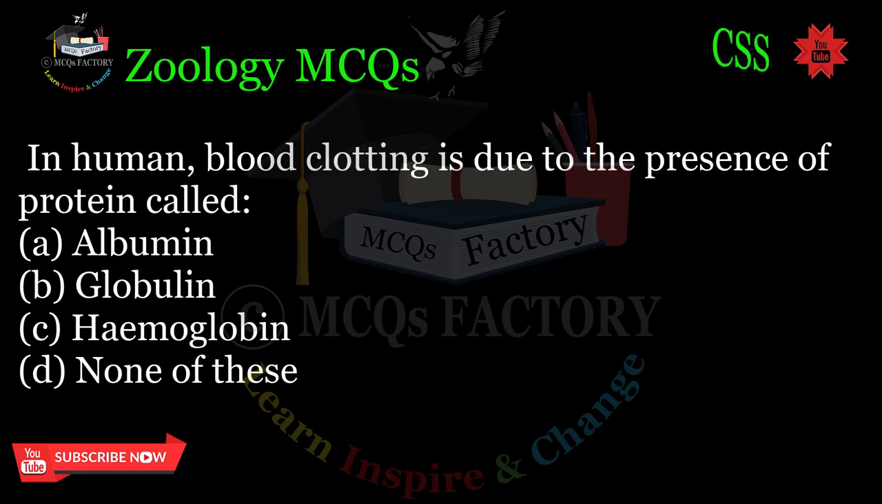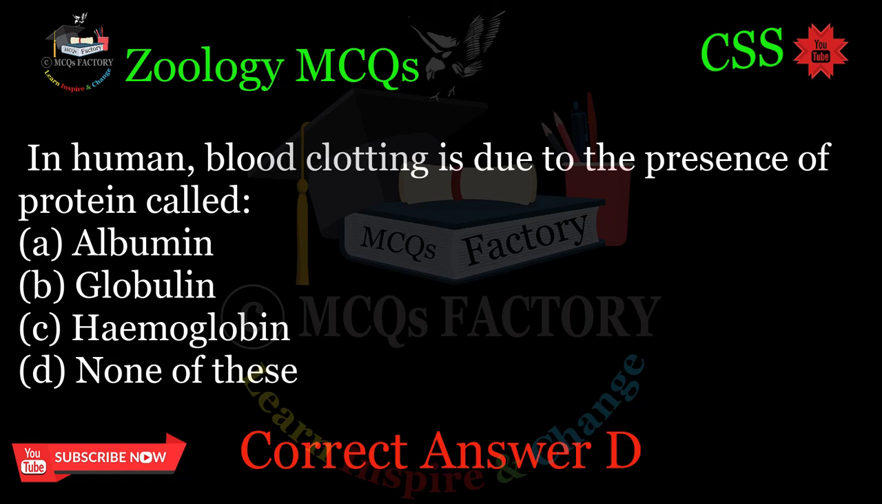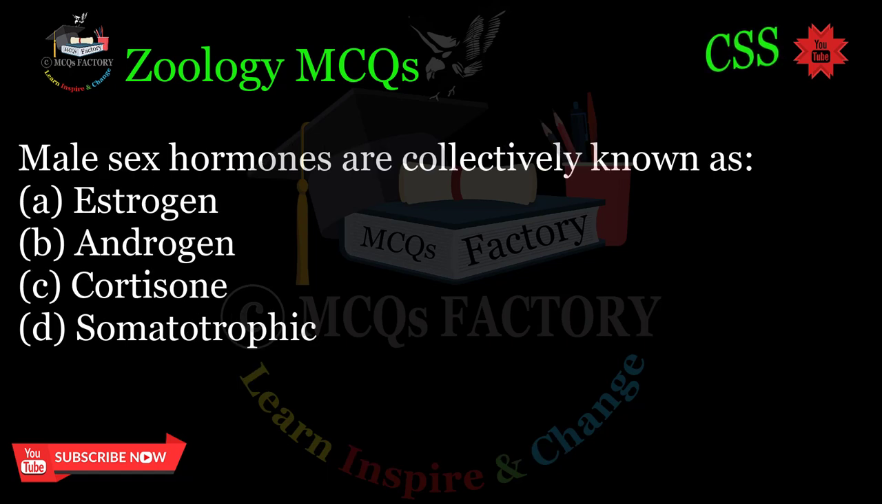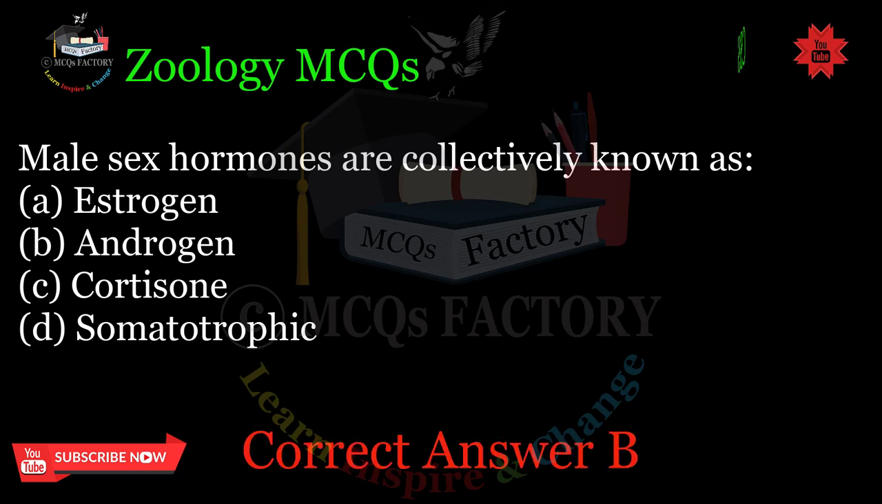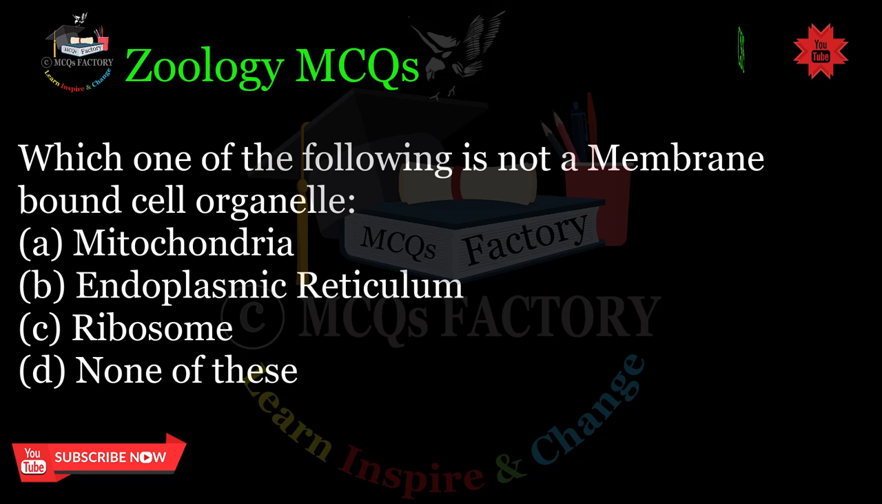In human, blood clotting is due to the presence of protein called A. Albumin, B. Globulin, C. Hemoglobin, D. None of these. Correct answer D. Male sex hormones are collectively known as A. Estrogen, B. Androgen, C. Cortisone, D. Somatotrophic. Correct answer B. Which one of the following is not a membrane-bound cell organelle?